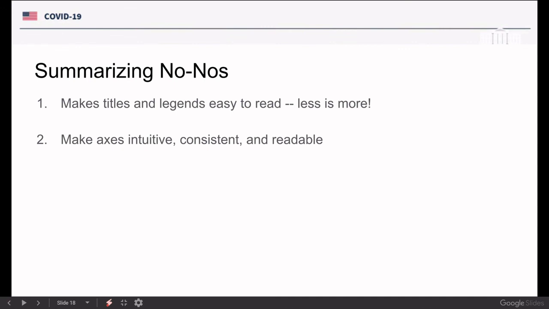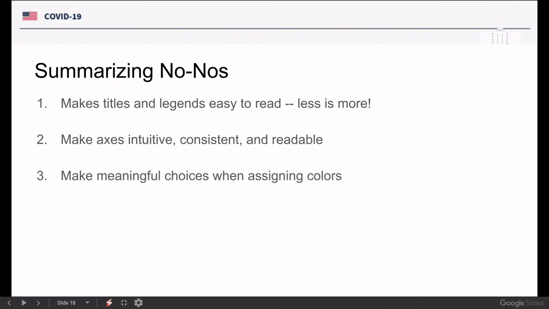2. Make the axes intuitive, consistent, and readable. Once again, something that they did not do. Pick a date format that people recognize and stick with it. If the axes are categories, then choose orientations and sizes for the font that allow you to label all of them. The reader shouldn't have to put in any effort into reading axes, so putting effort in would be a no-no.